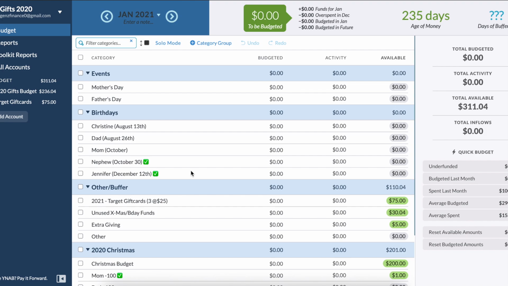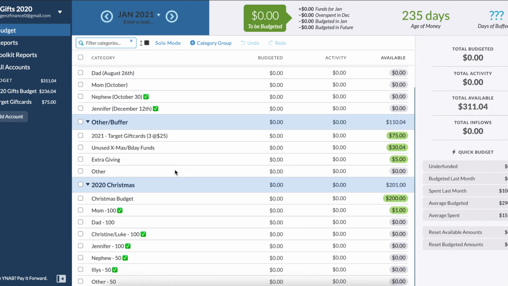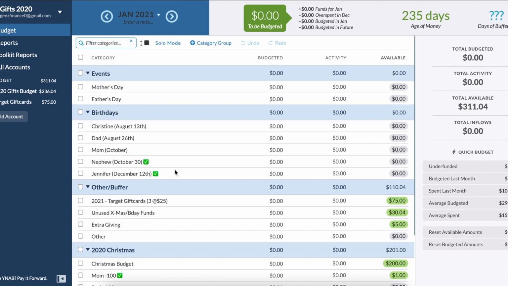For today's video, I'm going to be setting up my 2021 gift budget inside of YNAB. YNAB stands for You Need a Budget, which is the software budgeting system that you see on the screen here and that I use in lots of my videos.